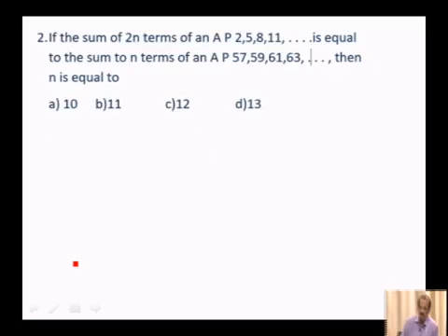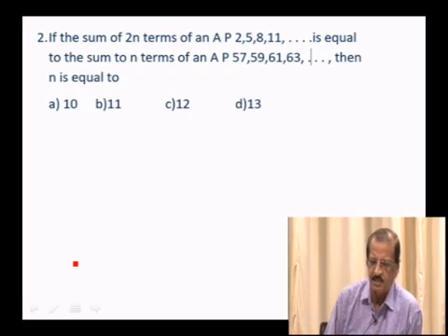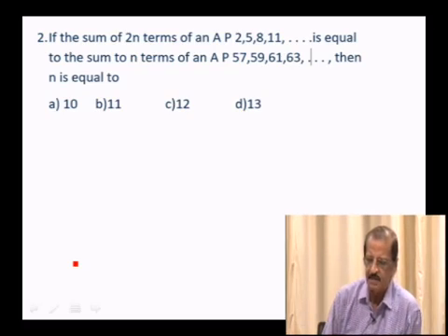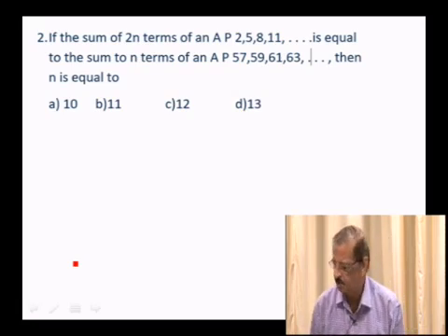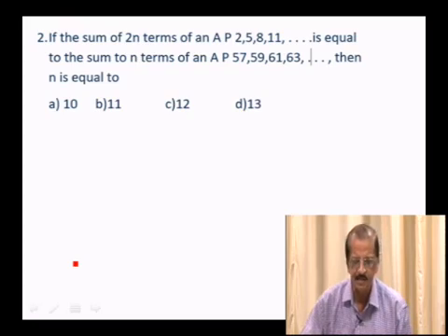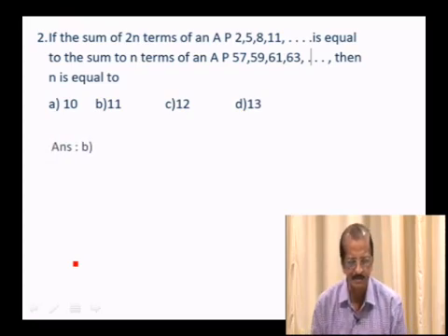Second question: if the sum of 2n terms of an AP 2, 5, 8, 11 is equal to the sum of n terms of an AP 57, 59, 61, 63, then n is equal to. So you have to consider these two sums. You have to consider S2n and also Sn and equate them. From that you can calculate the value of n.